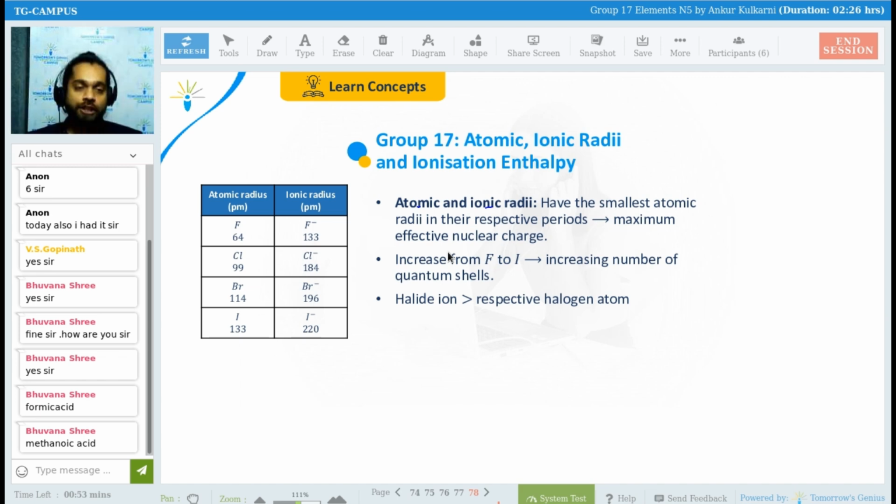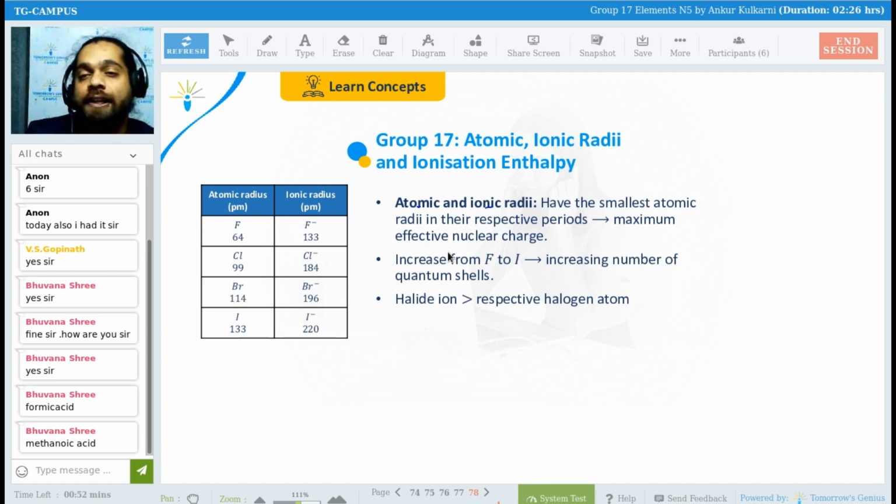Ionic radii is the distance from the nucleus to outermost electron, Bhuvaneshri says. So Bhuvaneshri, what then is atomic radii? Okay, you have said the same thing. You have copy pasted the same thing.